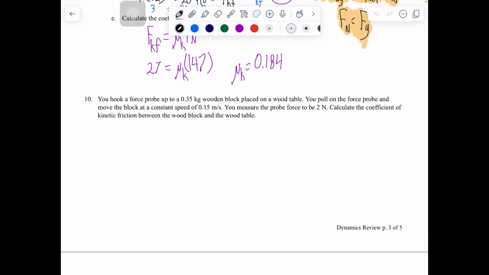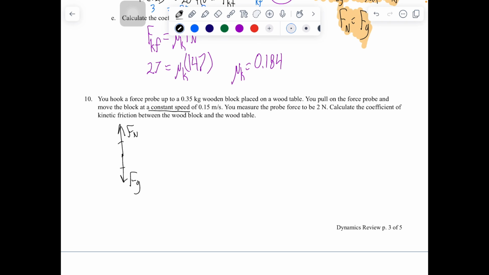So here, very, very important, we're moving at a constant speed. It would help if I turned on my pen. Constant speed. That means we're not accelerating, we're not speeding up, we're not slowing down, we're not changing direction. Our forces must all be balanced. So we have our gravity, our normal force, these balance each other.